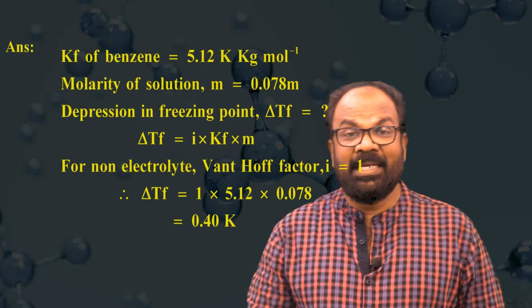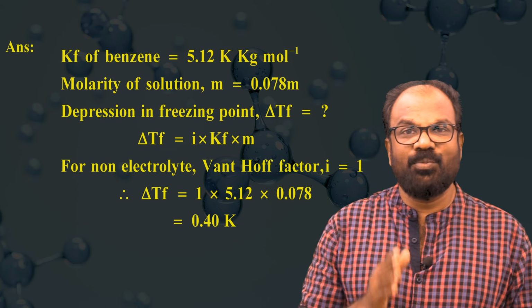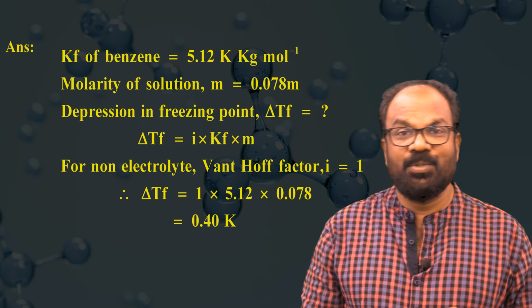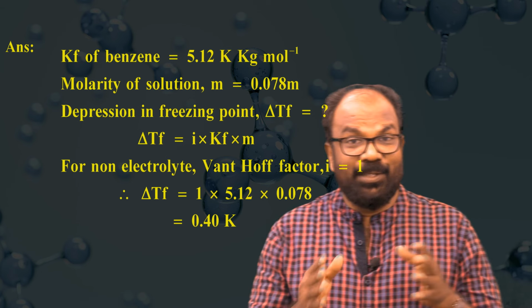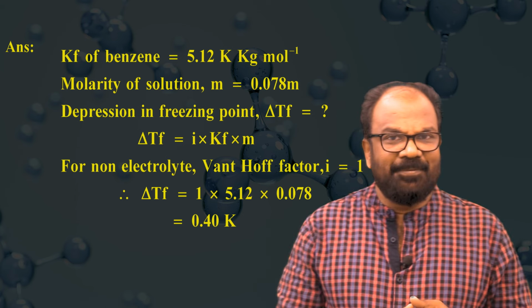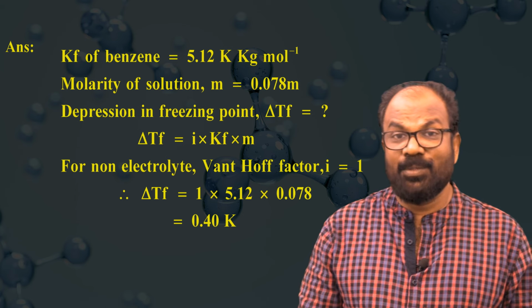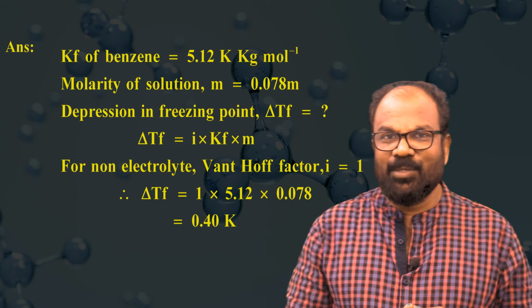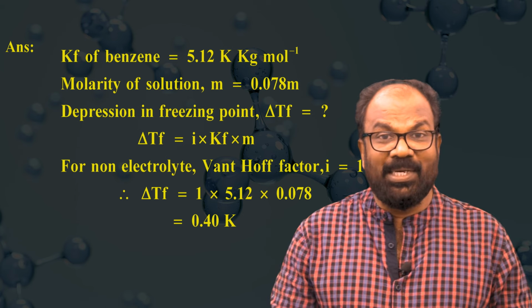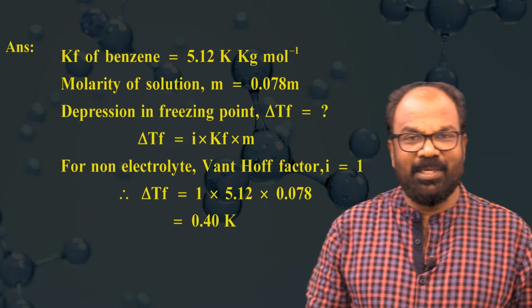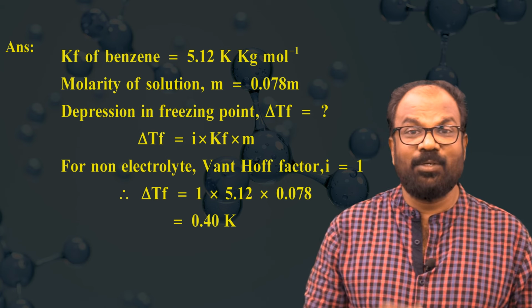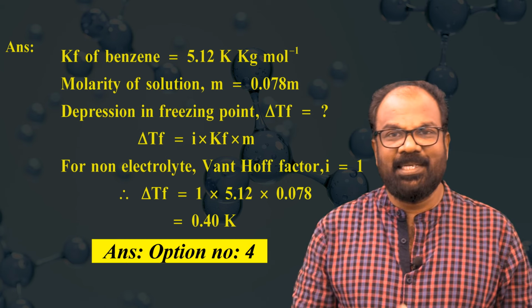Listen, here Kf of benzene is given as 5.12 Kelvin kilogram per mole. Molality of the solution, small m, is equal to 0.078. We need to find out the depression of freezing point of the solution, delta Tf. We know delta Tf is equal to i into Kf into m, where i is called the Van't Hoff factor. For non-electrolytes, i is equal to 1. Substituting these values, delta Tf is equal to 1 into 5.12 into 0.078, that is equal to 0.4 Kelvin. So here the answer is option number 4.